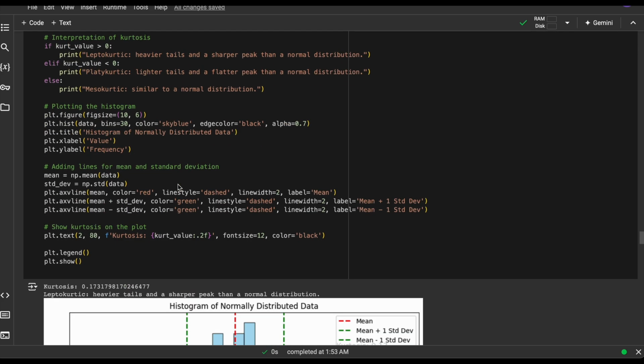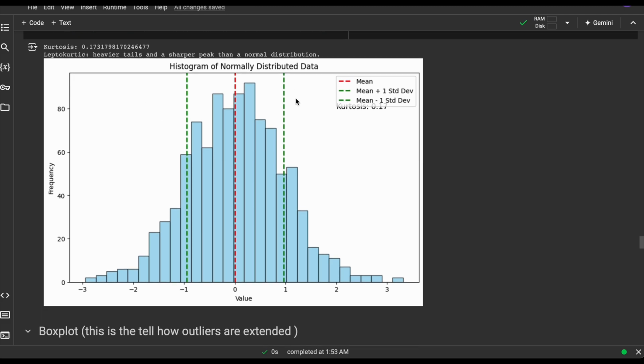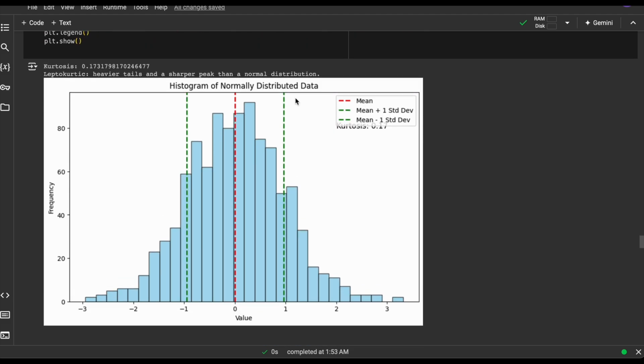So this is a greater than. So it's a greater than the. That's why it's a heavily tailed and sharp peak. But then a normal distribution. But for the we use the rare cases.